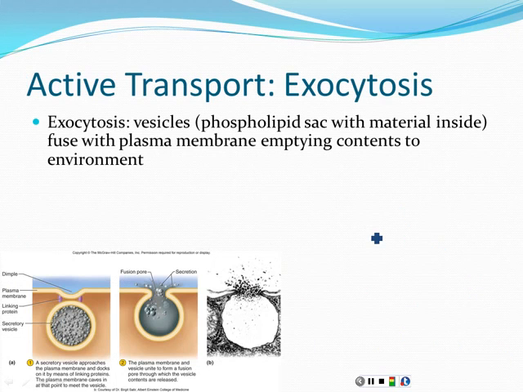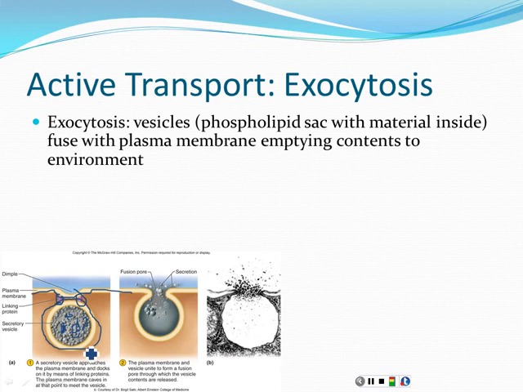Exocytosis. With exocytosis, there are these vesicles, which are membrane-bound sacs. These membrane-bound sacs will fuse with the plasma membrane, releasing whatever contents are inside out into the environment. Usually it's docked next to the plasma membrane. So this is a vesicle, and there's something inside of it.